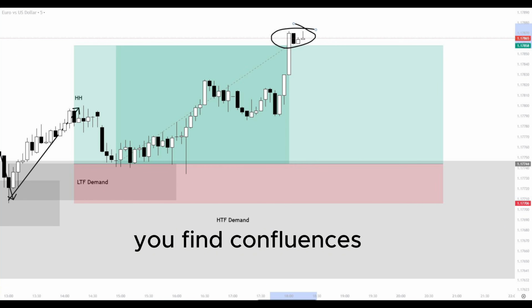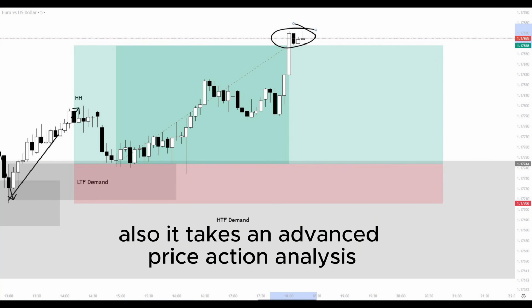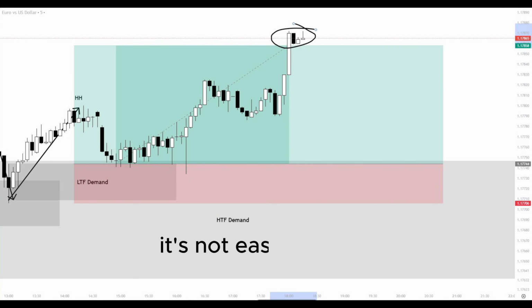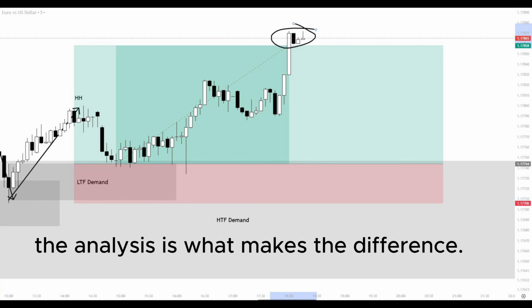You find confluences. It takes time, and as you've seen, it also takes a quite advanced way of analyzing the price action. It's not easy at all, but the analysis is what makes it so much more simple. That's mostly what we're focusing on in our system. You might take a look at it in the description.